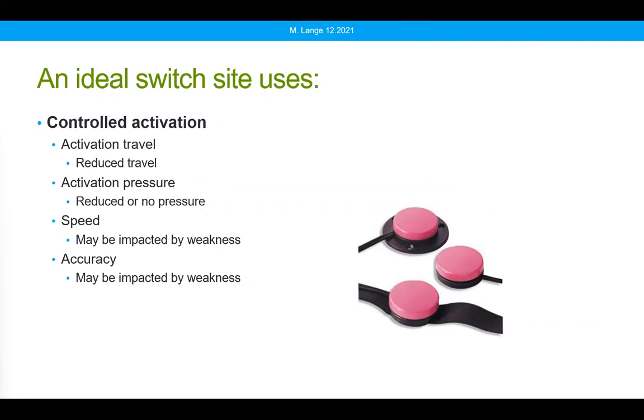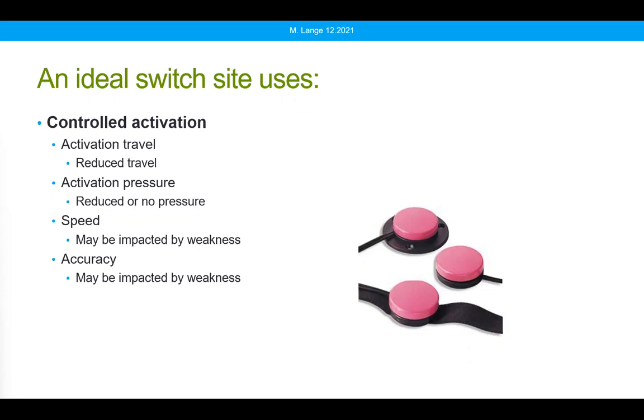But what about activation? Well, we want to reduce the amount of travel that's required for someone to activate their switch. We want to use that small movement. We want to reduce activation pressure, both for the ability to activate the switch at all, but also for repeated or sustained activations. We can even choose a switch that requires no pressure at all.